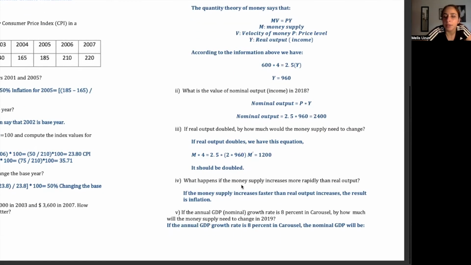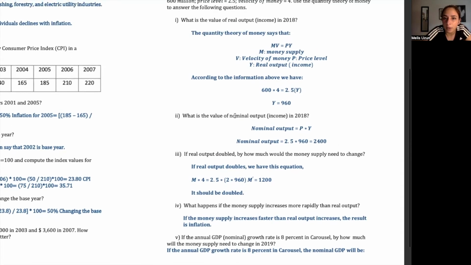So what happens if the money supply increases more rapidly than the real output? It means there will be inflation if the money supply increases faster than the real output. And if the annual GDP growth rate is 8% in Curacao, by how much will the money supply need to change in 2019?